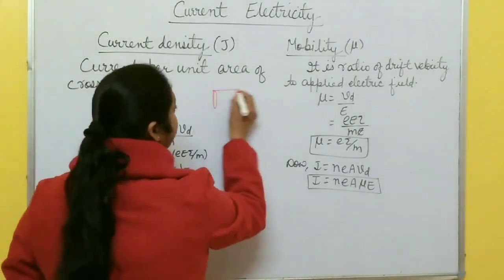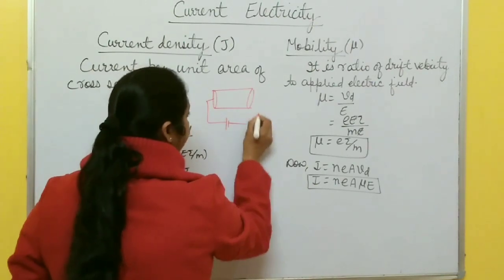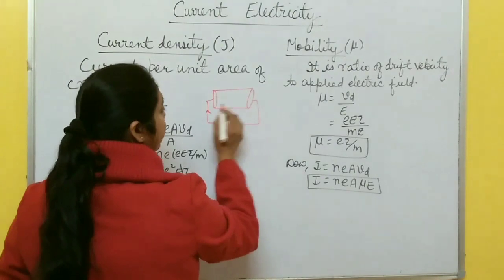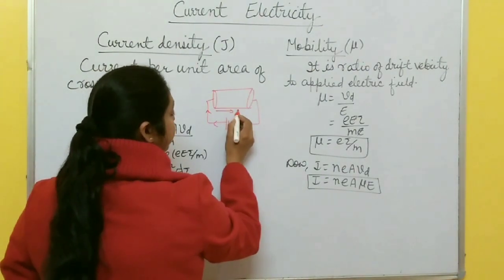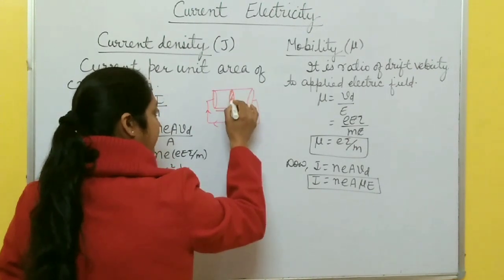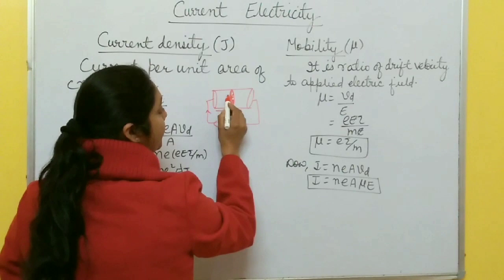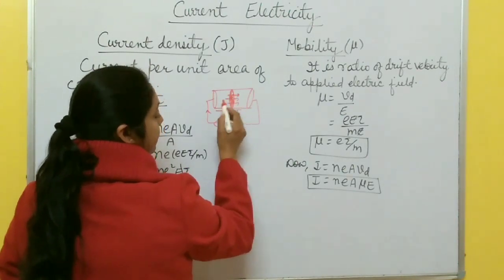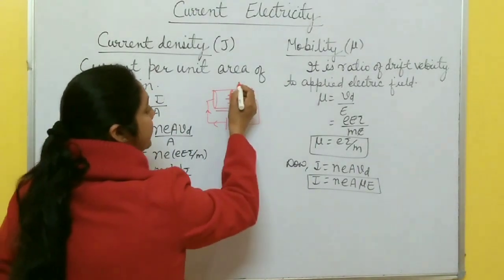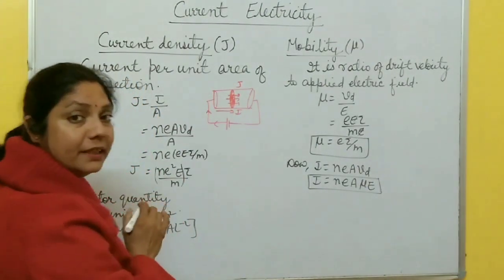Suppose this is a conductor, and a cell is connected to the conductor. Now current starts flowing from the positive terminal to this side. Current is flowing in this direction. Suppose this is a small sectional area. Now how much current is flowing through this area? That is called current density, and the direction of current density is the same as the direction of current. It is represented by capital J.